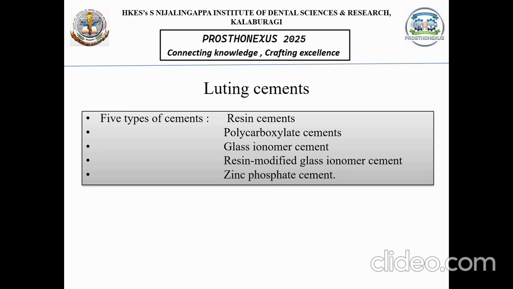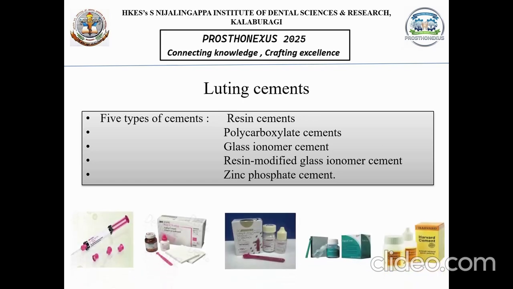What are the different luting cements that can be used? Five types of cements can be used: resin cements, polycarboxylate cements, glass ionomer cements, resin modified and zinc phosphate cements. The most effective varieties are glass ionomer cements and resin cements.